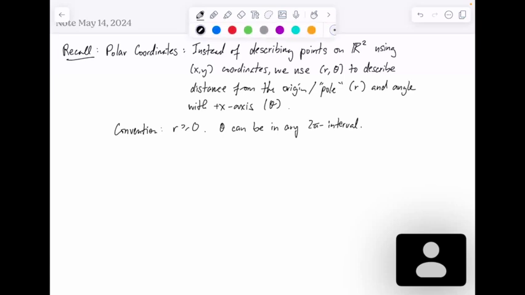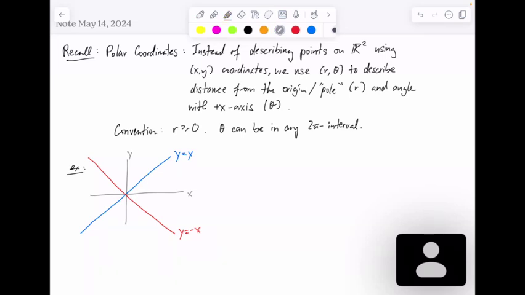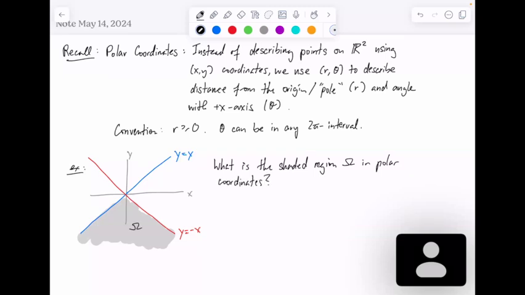Let's do a quick warm up, perhaps. Let's consider the following region. So this is your XY plane, and I'm going to draw 2 rays, which are part of lines. This is the line y is equal to x. This is the line y is equal to minus x. And I'm going to shade in the following region down here. So what is the shaded region in polar coordinates? This is my shaded region, omega.